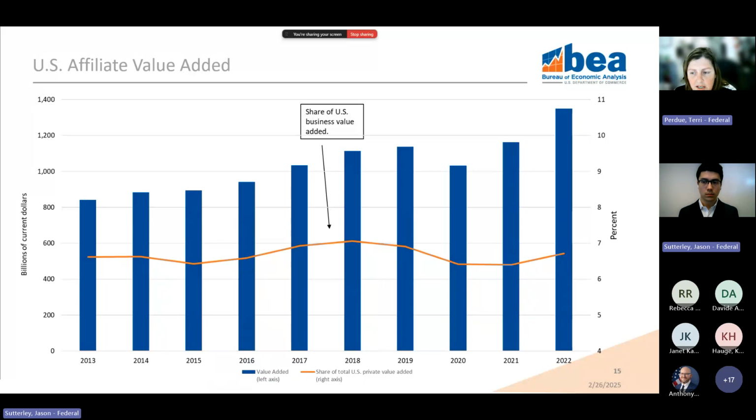Because U.S. affiliates tend to be concentrated in industrial sectors with relatively high value added per employee, such as pharmaceutical and petroleum product manufacturing, their share of U.S. value is slightly higher than the share of U.S. employment.